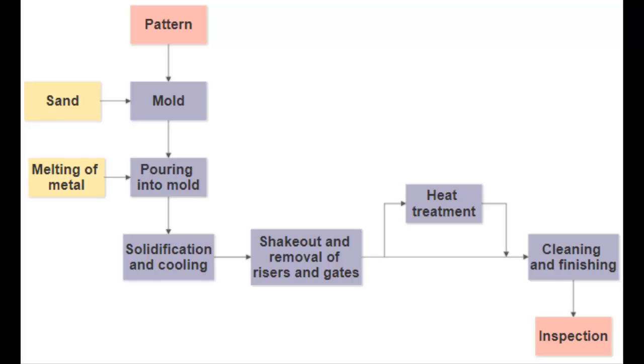After the metal is poured into the mold, it is let to cool down and solidify. Then the sand is shaken out of the part, and the risers and gates used to transport the molten metal into the cavities are removed. Finally, the cast part goes through heat treatment, cleaning the remaining sand, and finishing processes. After everything is done, there's an inspection to see any visual defects and to measure the part for dimensional tolerances.